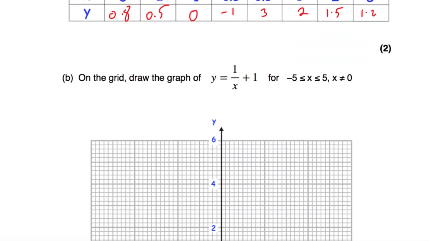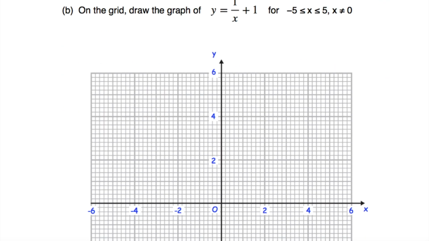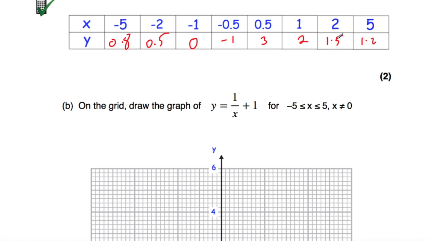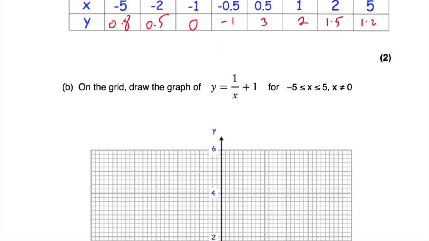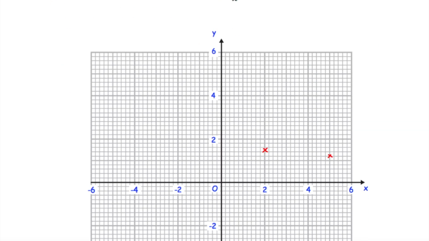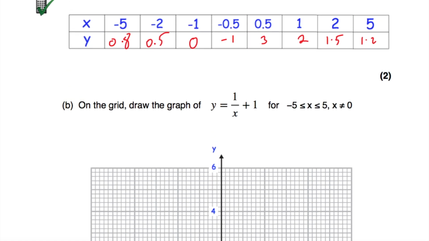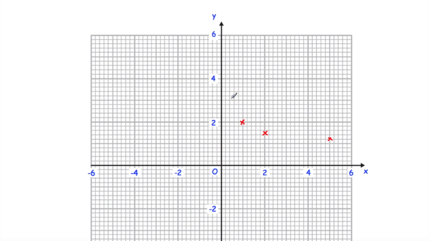Now let's plot our points in part B. Part B asks us to draw the graph. So let's plot the points. So 5, 1.2. So 5 would be there, 1.2. We've got 1. We're going up at 0.2, so that'll be there, 1.2. Our next one is 2, 1.5. So 2, 1.5, there's 1, there's 2, so 1.5 would be in the middle. Our next one is 1, 2, so 1 across 2 up will be there. And then we've got 0.5, 3, so 0.5 across will be there in the middle, and 3 up will be there. So we've got those points there.